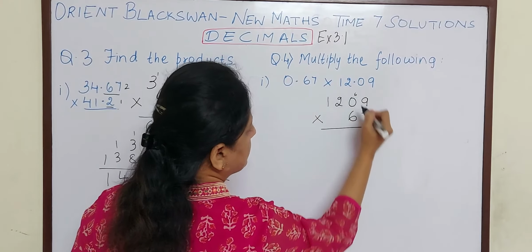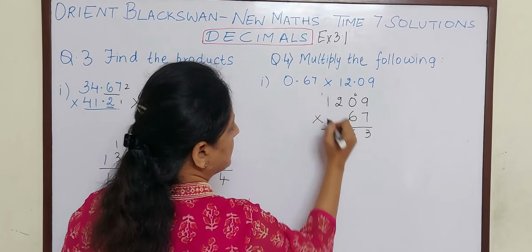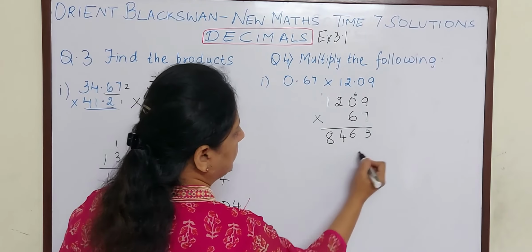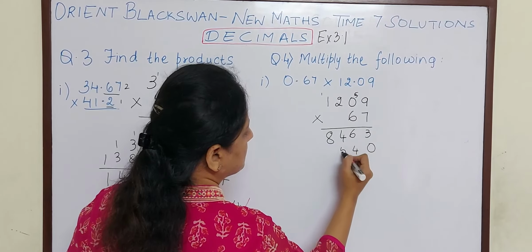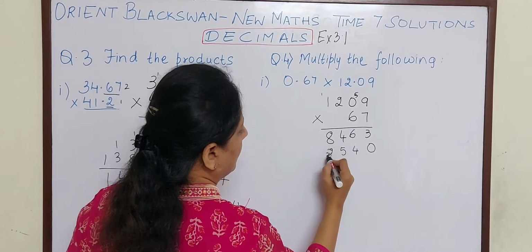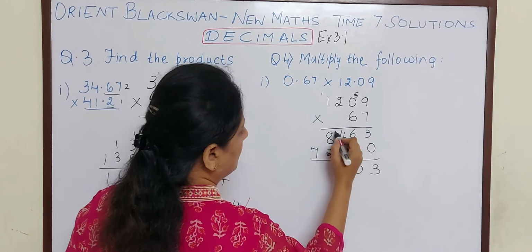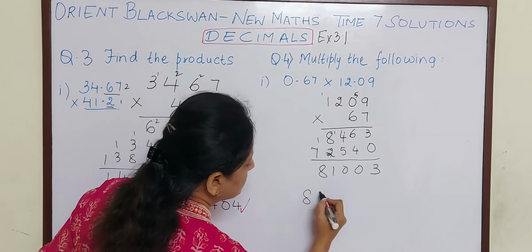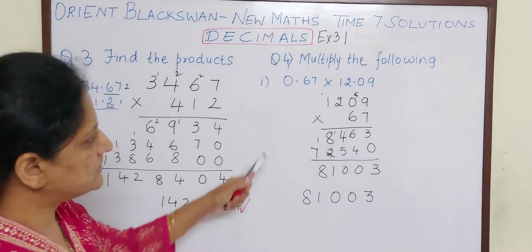So 7 nines are 63, 7 zeros are 0 plus 6 6, 7 twos are 14, 7 ones are 7 plus 1 8, 6 nines are 54, 6 zeros are 0 plus 5 5, 6 twos are 12, 6 ones are 6 plus 1 7. So our answer is 81003. So now let us calculate the number of decimal places.